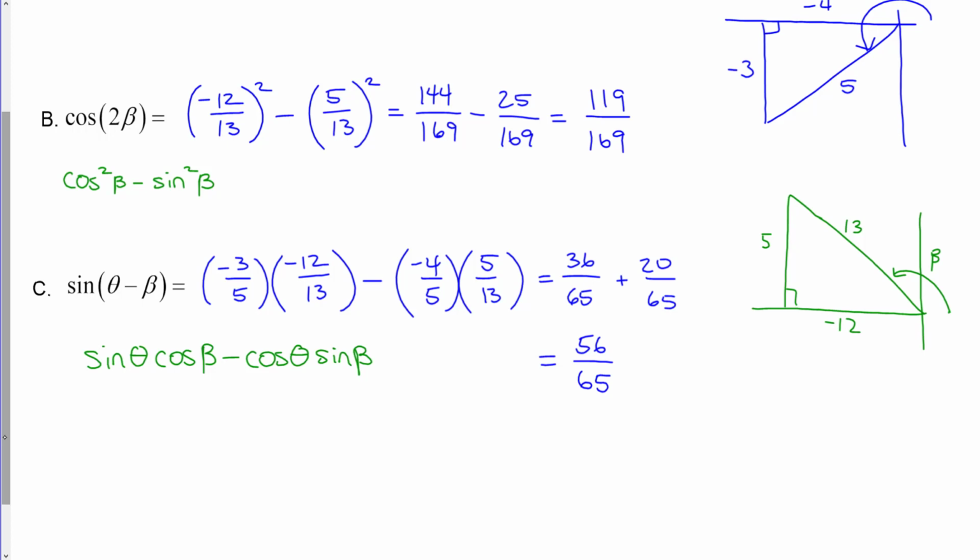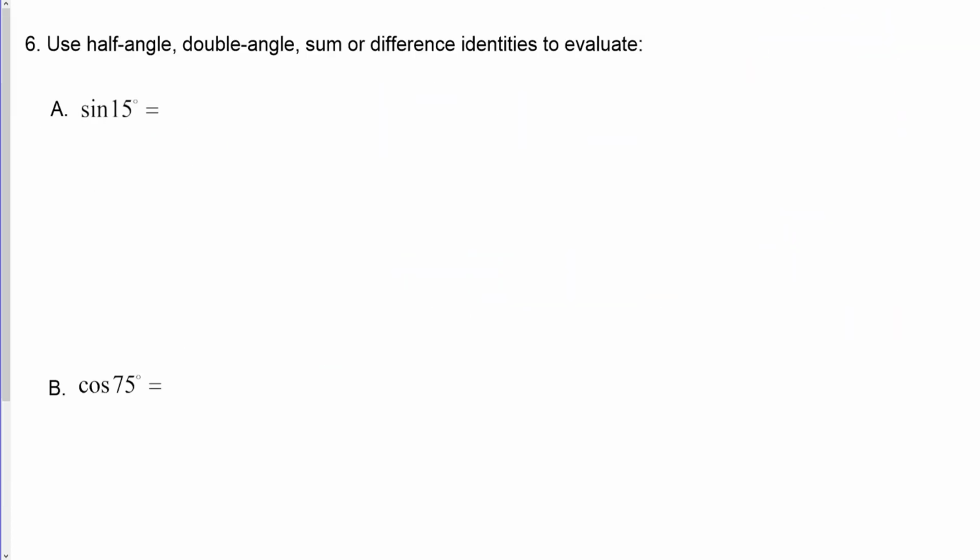All right. Number 6. Use half angle, double angle, sum or difference identities to evaluate sine of 15 degrees and cosine of 75 degrees. So either ones you choose here, it doesn't make a difference in this example. But if it specifies on the test which one to use, you need to make sure you use the correct one. So I'll use a half angle for the first one. So sine of 15 we could evaluate as sine of 30 degrees divided by 2, which makes it a half angle.